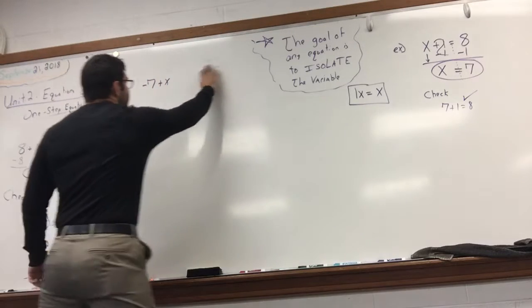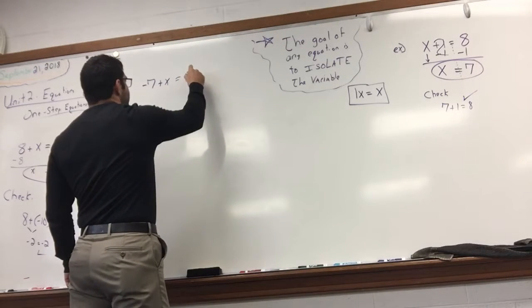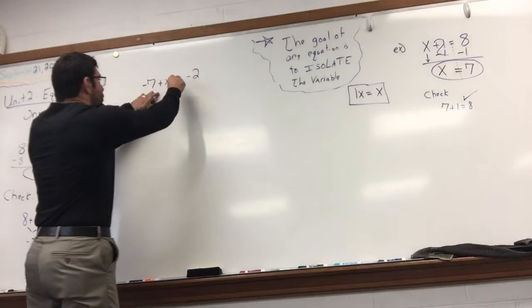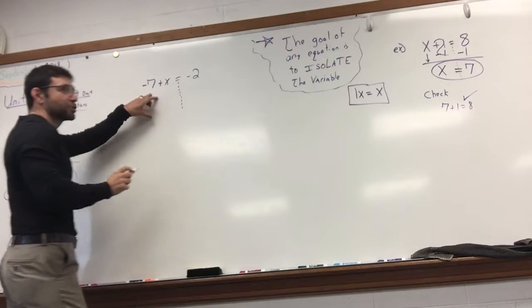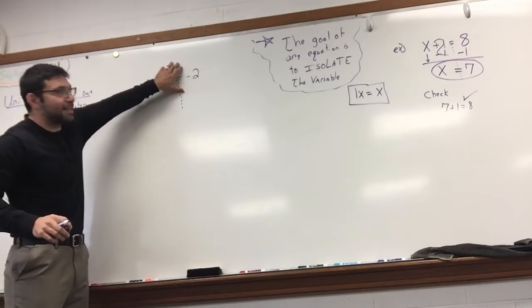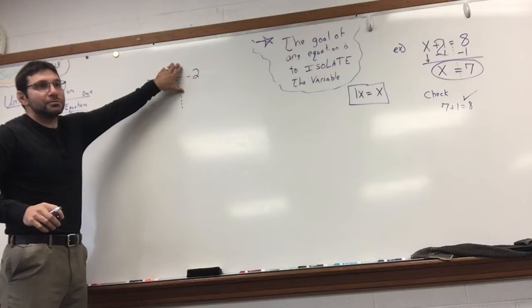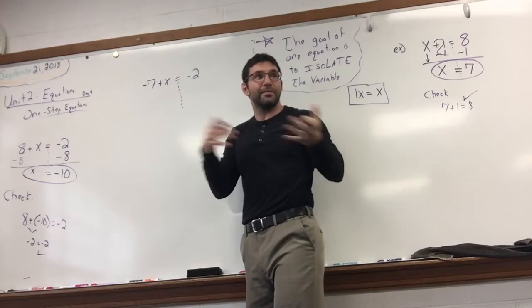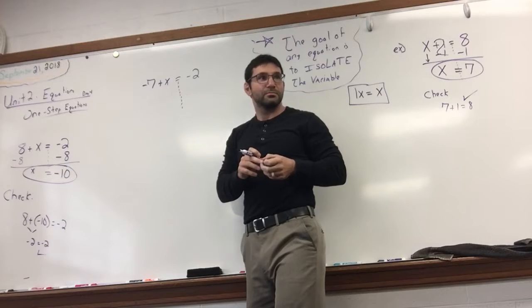-7 plus x equals -2. I like my 7s and my 2s. First step, Maddie, what am I going to do? Separate them at the equal sign. Good. So I've got an expression on my left, I've got an expression on my right. Can I simplify -2? Is there anything I can do to -2? Nope. How about -7 plus x? Can I simplify -7 plus x? Well, what do you think?